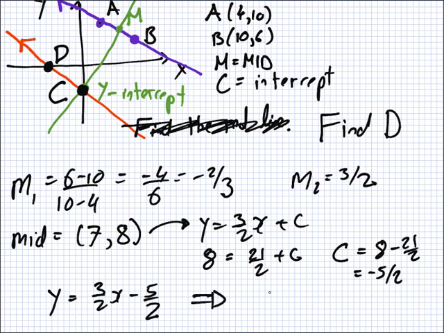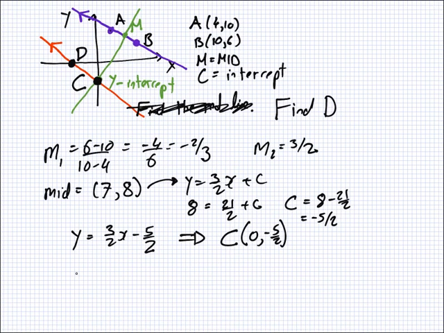So my line is y equals 3 over 2x minus 5 over 2. So that means point C is 0, minus 5 over 2. Okay? And we have the slope of the red line. The red line will be y equals minus 2 over 3x minus 5 over 2. The red line and the green line both have the same value of c. Why? Well, they both cross the y-axis at the same place.